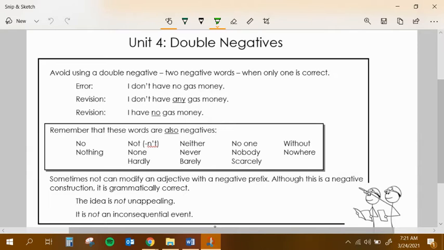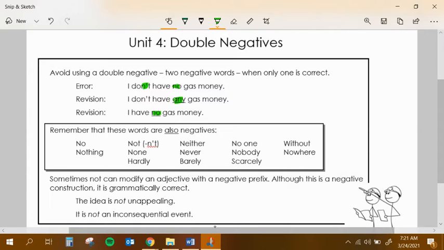So if I have something that says like, I don't have no gas money, well, you shouldn't use the word not and no at the same time. So there are always two solutions. One is to get rid of one of your negatives and make it into a positive. So I don't have any gas money. That's a great solution. Or to get rid of just one of your negatives completely, and just simply say, I have no gas money. So once again, you can change a negative into a positive or just simply get rid of it.